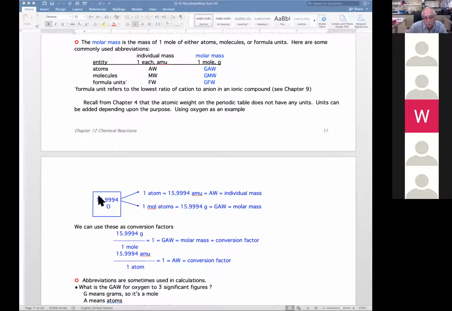If I take that same number and I put grams on it, now I'm talking about a mole of those atoms. So that's the gram atomic weight, and that's also the molar mass. Molar mass for oxygen is 15.9994 grams.